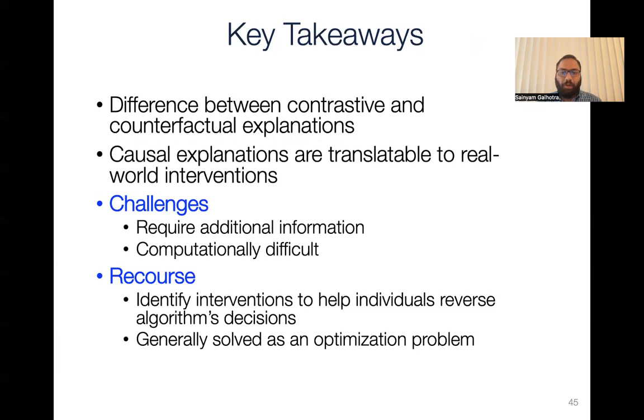Lastly, we looked at the problem of recourse, where the goal is to identify minimum cost interventions to help individuals receive a favorable outcome. Most of the techniques in this space formulate it as an optimization problem, where the goal is to minimize the intervention cost and flip the outcome. Flipping of the outcome is used as a constraint.